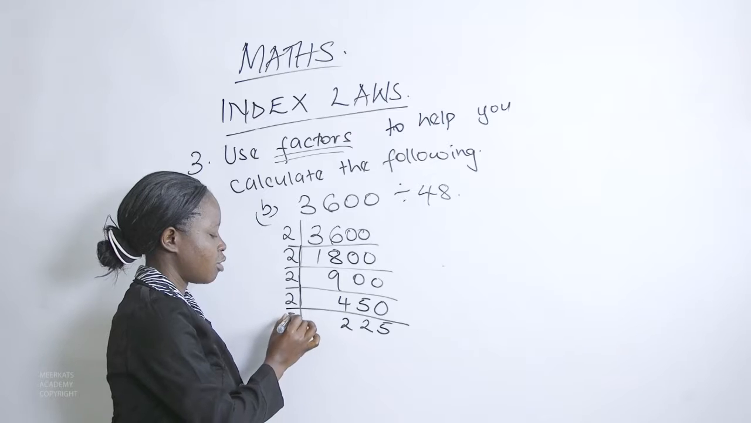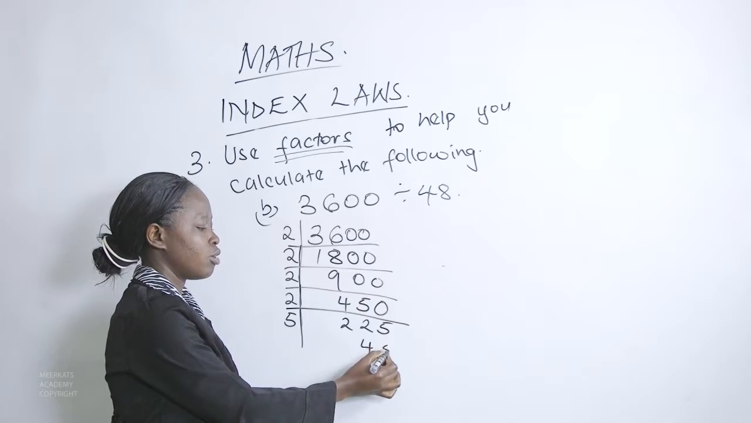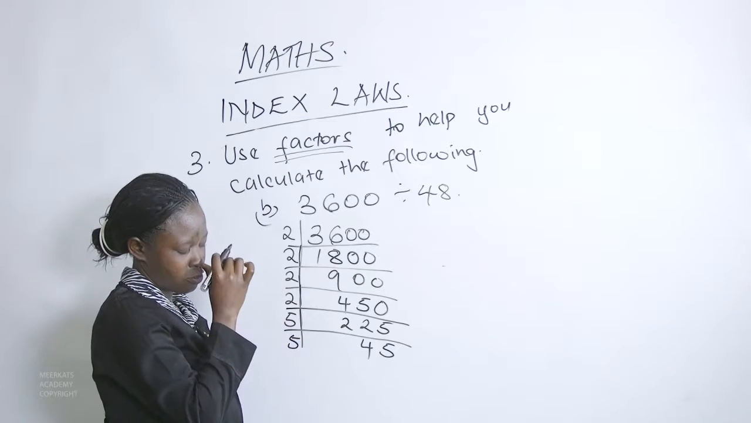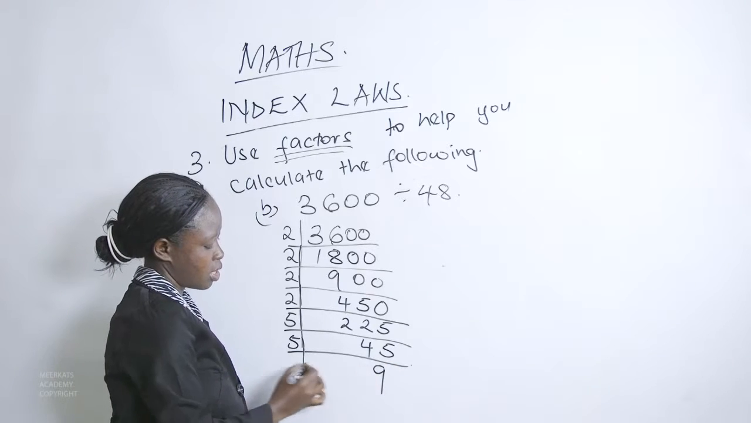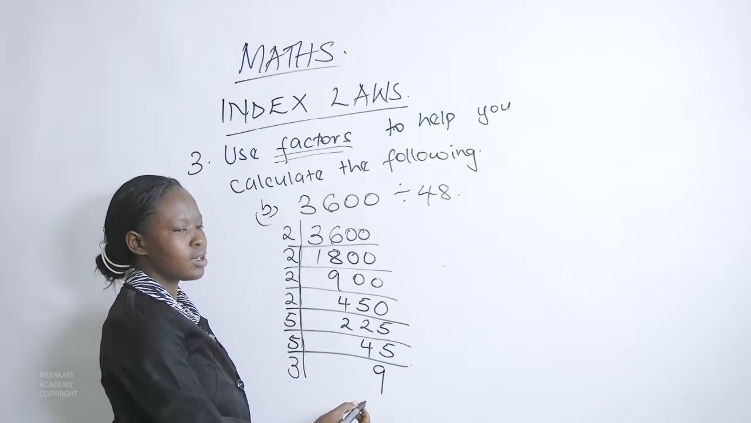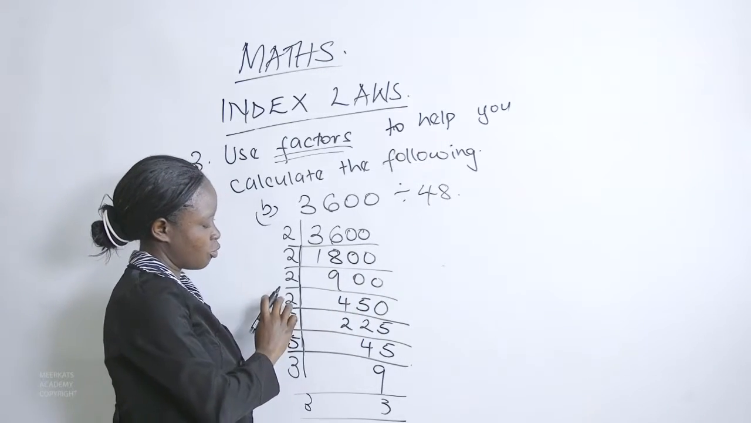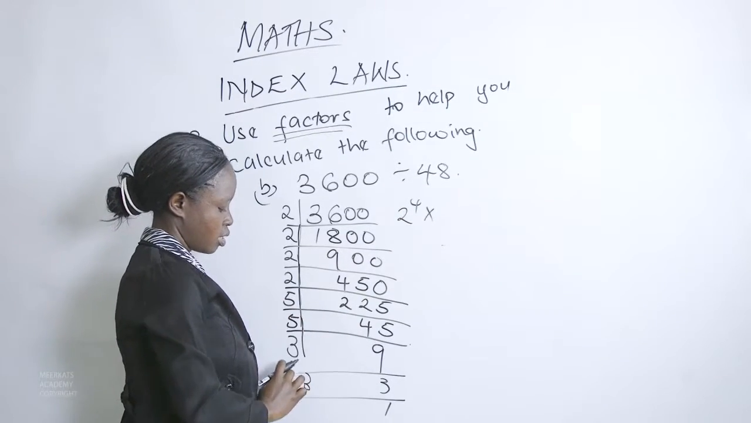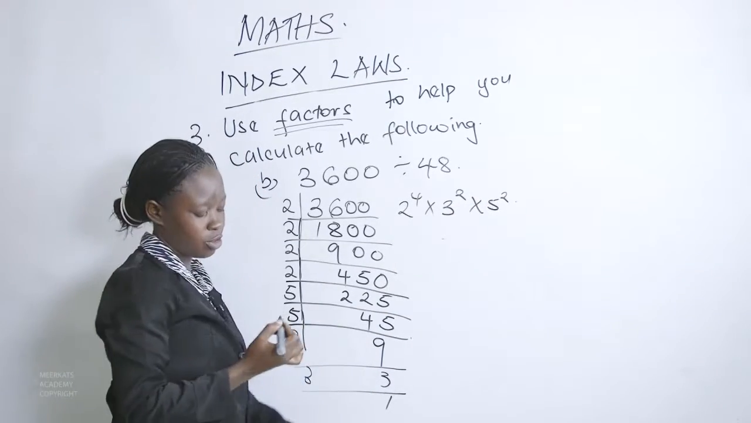Then next we have 5. 5 into 225, that is 45. 5 into 45, that is 9. Then 3 into 9 is 3, and 3 into 3, 1. So this means that I have 2 to the power of 4 times 3 to the power of 2 times 5 to the power of 2.